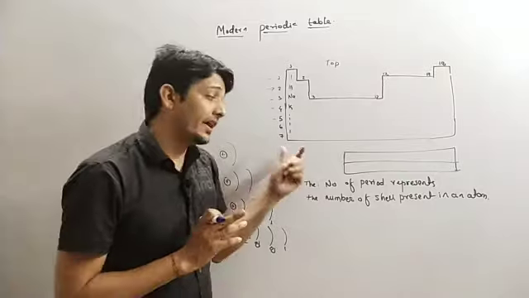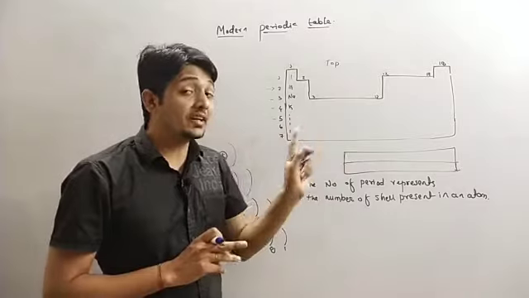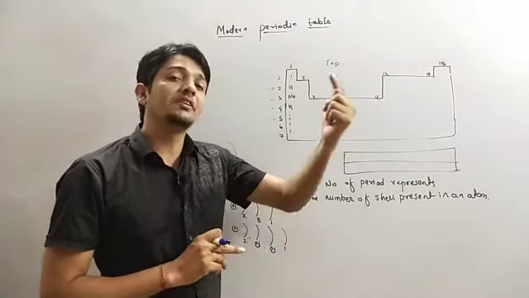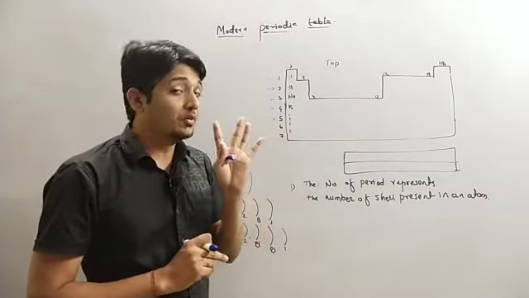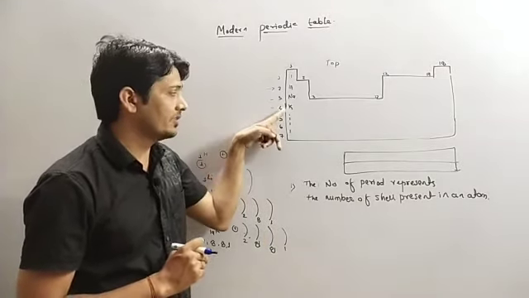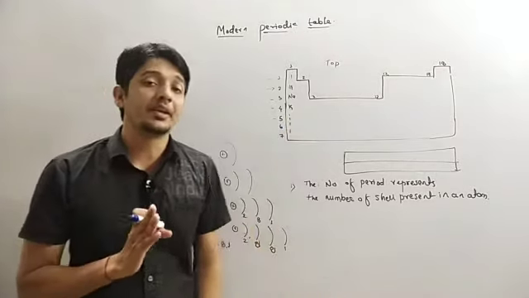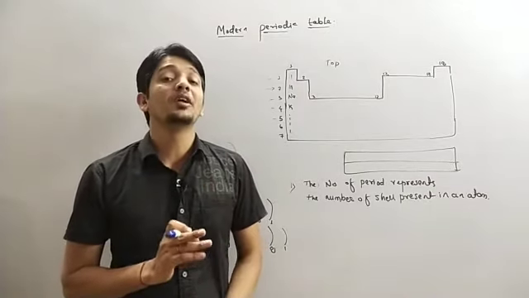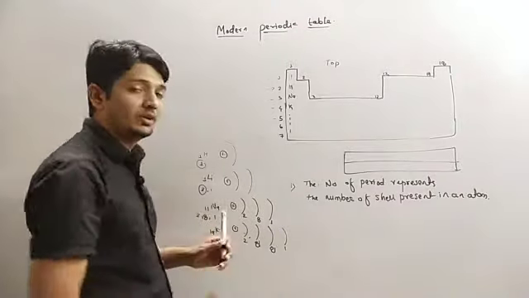You have to remember that the elements of the 7th period will contain 7 shells. Elements of 6th period will contain 6 different shells, and the elements of 5th period will contain 5 shells. Okay, so likewise you can understand the number of shells according to the number of period. So number of period represents the number of shells present in an atom. Okay, so this is all about period.